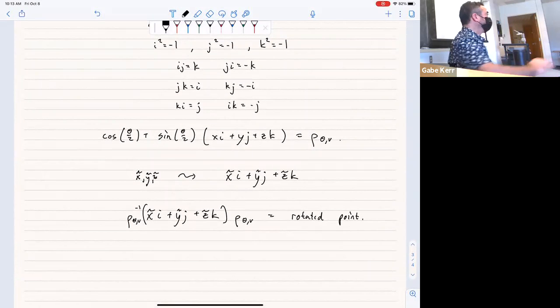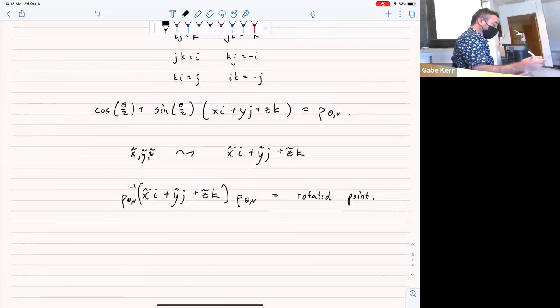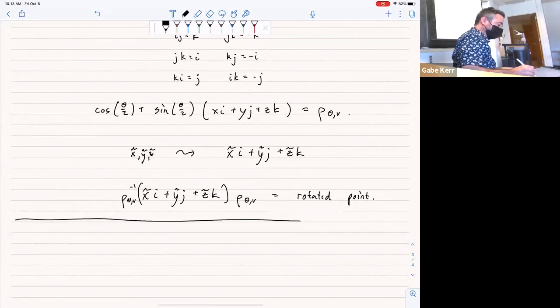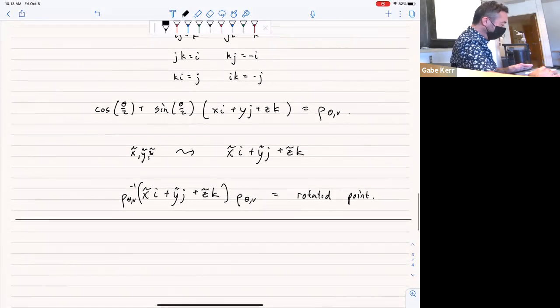So anyway, here's some quaternions. They're really interesting. They're useful in other areas of math, of course, besides just transformations. Anyway, very good.